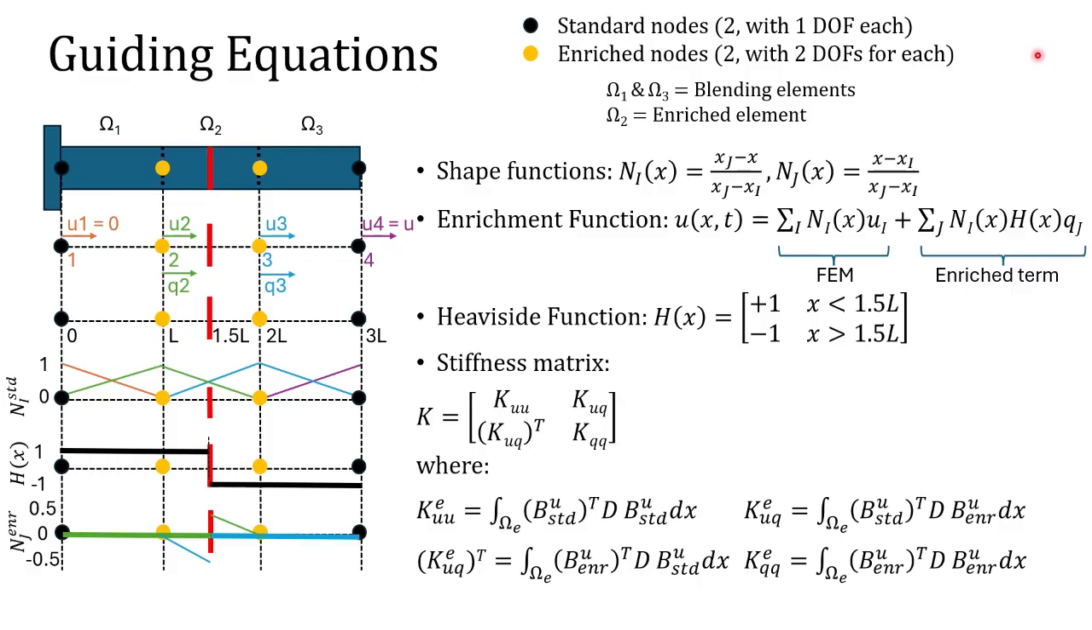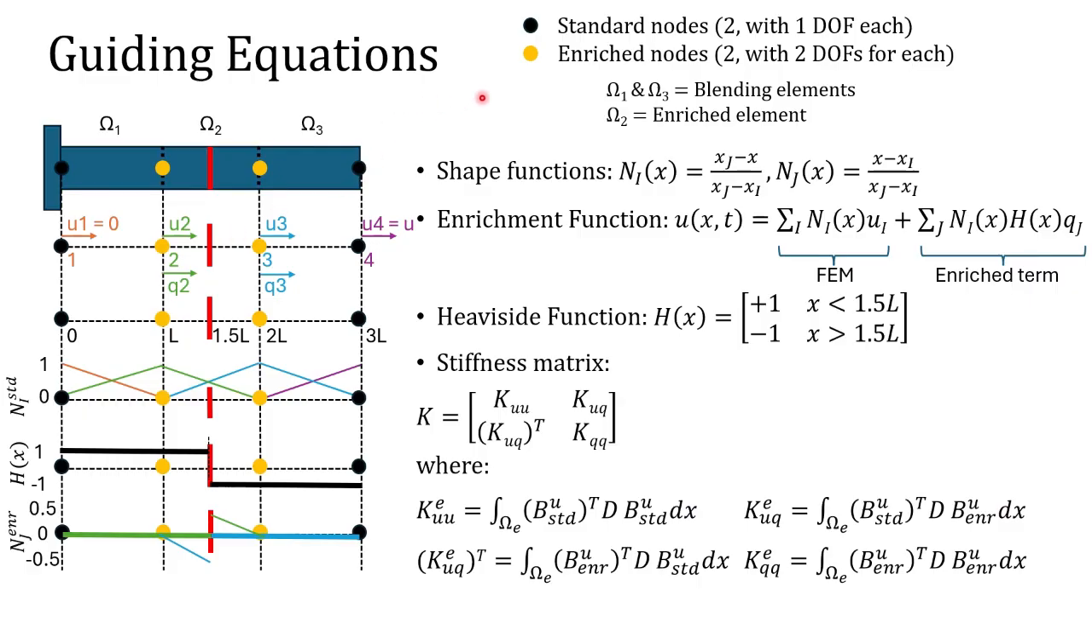To start us off, I'm going to go over a couple guiding equations and then give you a little bit more detailed background of how we're setting up this problem. So there will be 4 nodes in total. There are 2 standard nodes, node 1 and node 4, that have 1 degree of freedom each. And then there are 2 enriched nodes, nodes 2 and 3, which have 2 degrees of freedom each. Nodes 2 and 3 are enriched nodes due to their proximity to the discontinuity.